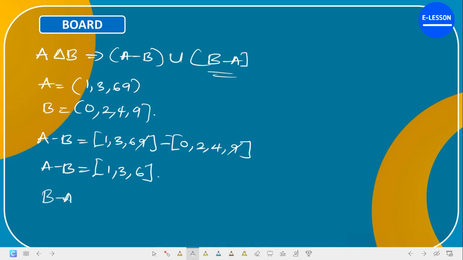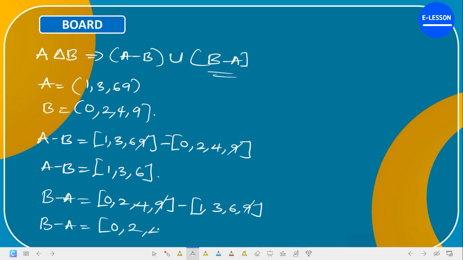Now B minus A means anything that is in A that is also in B, remove it. That is the meaning. So you have B is what? 0, 2, 4, 9. Anything that is in A that is also in B, remove it. So this gives us 1, 3, 6, and 9. So what are we going to do now? Remove the 9 too. So what are we left with? We are left with 0, 2, 4. Is there any other thing? No. So B minus A is 0, 2, and 4.